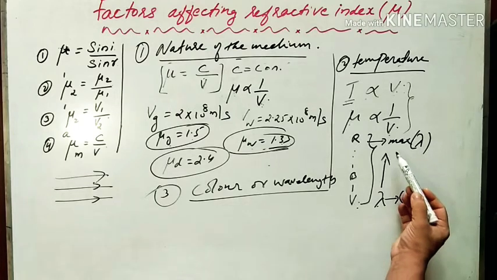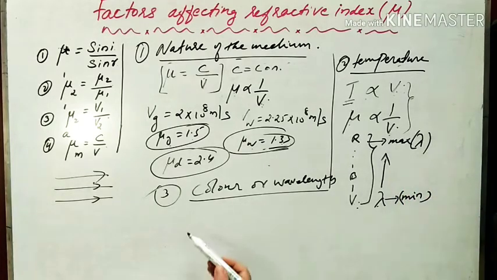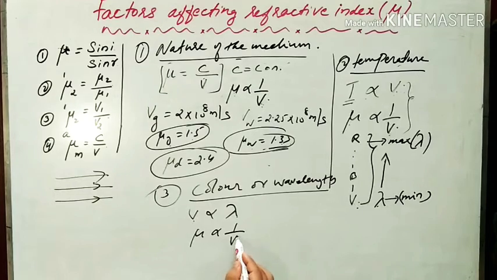So red has the maximum speed. So I can write that speed and wavelength are directly proportional. Look at this technical point: the more the wavelength, the more will be the speed. And the more the speed, the refractive index is inversely proportional. So the more the wavelength, the more the speed increases, and the less will be the refractive index.